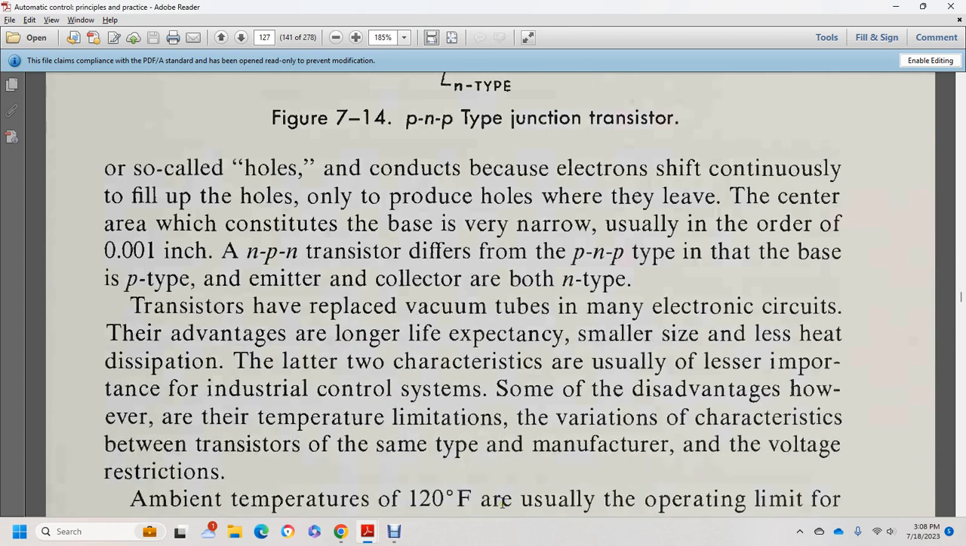Transistors have advantages over the vacuum tube with the electrons: longer life, smaller size, and the least heat dissipation. The latter two characteristics are usually less important in industrial control systems.